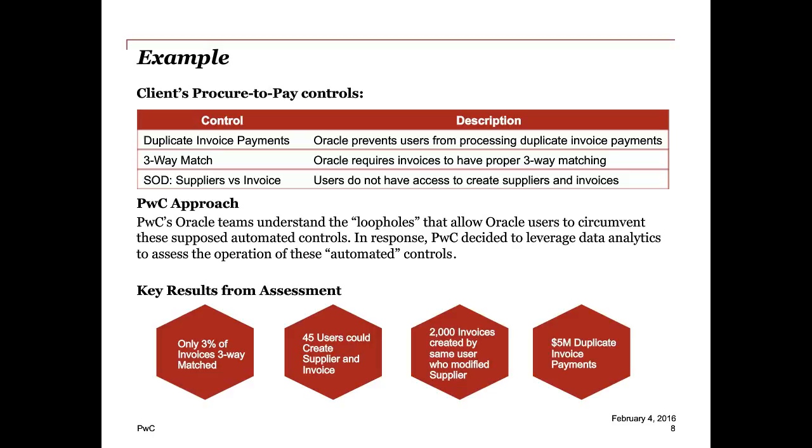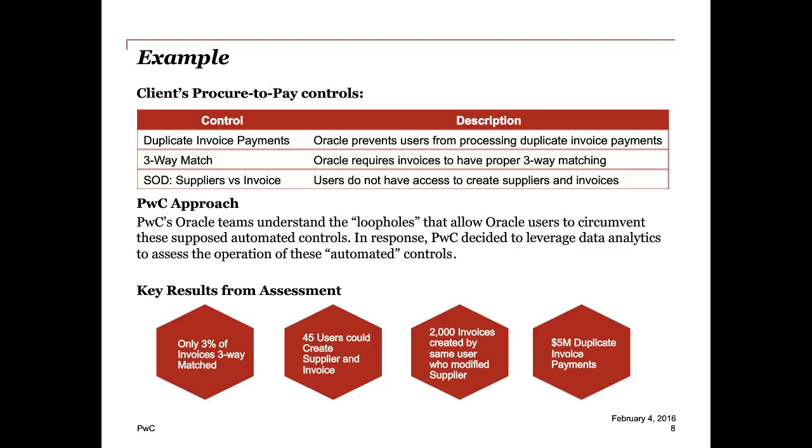So this example that you see on the screen here, I had a client, and they had typical controls you would see at a lot of companies. They've got a control that they don't want to have any invoices paid twice. It seems obvious, but duplicate invoice payment should be stopped in the system. They had the common control around three-way matching, that invoices should be matched to the purchase order, should be matched to the goods receipt as well.